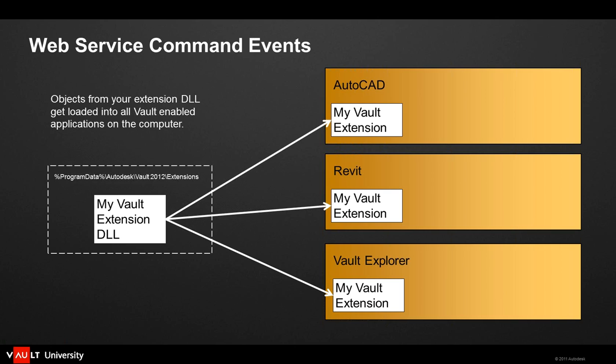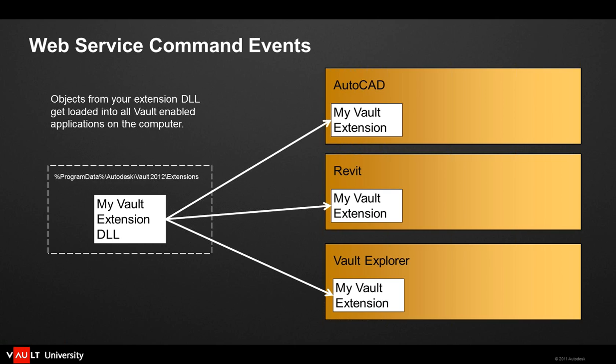So here's a visual representation of what's going on here. In this little dotted box, that's your Windows folder, where you're placing your DLL. And then these brown boxes, those are running applications, and those will basically load in your DLL and create your extension object. So if by any chance you're running AutoCAD, Revit, and Vault Explorer at the same time, your extension is going to get created three times, one for each application.